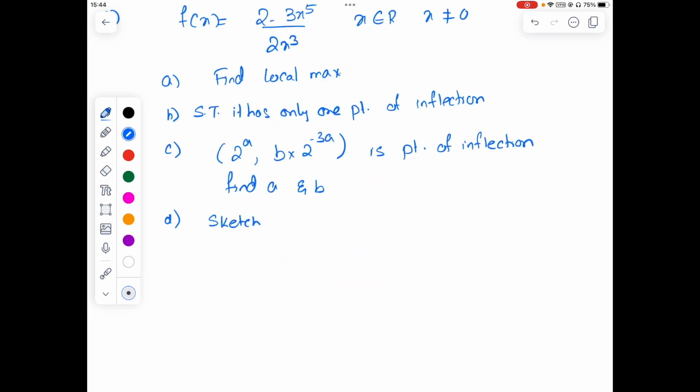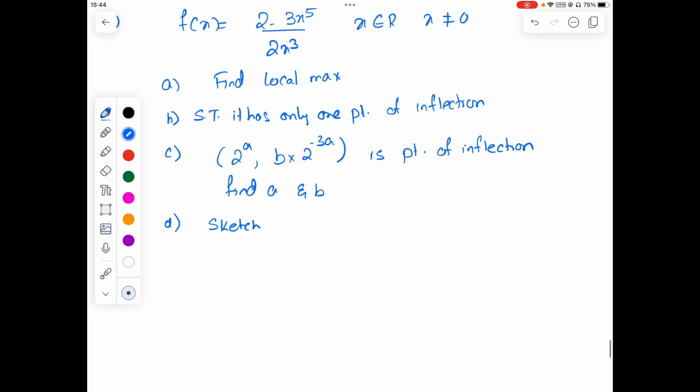That's going to be question number 9. Find the local maximum value or point for this one. So what am I going to do? This is a quotient rule. What is the quotient rule? If I have u upon v, its derivative will be v squared in the denominator, v times u prime minus u times v prime. If I do it that way, it will be much more difficult. So the easiest way is to separate into fractions: 2 upon 2x cubed minus 3x to the power of 5 upon 2x cubed. You can do it by the quotient rule, but this method becomes much easier.